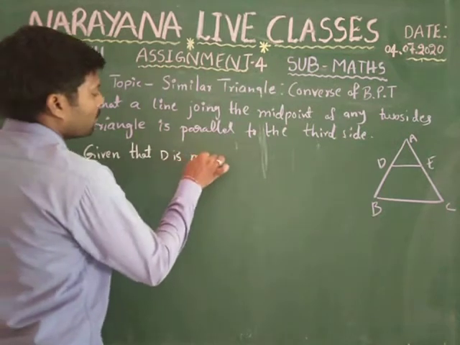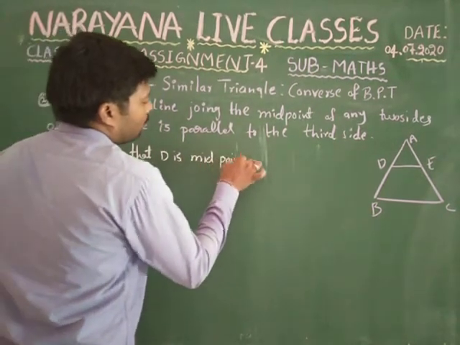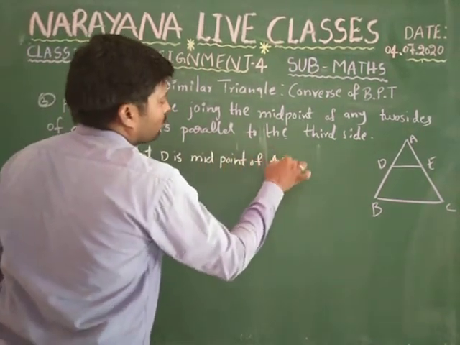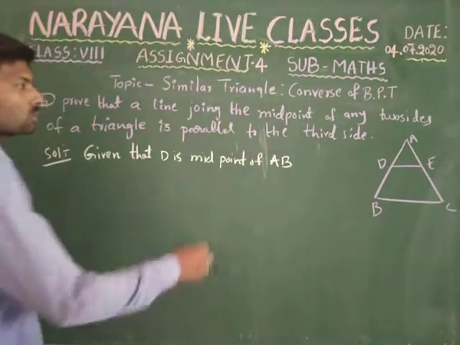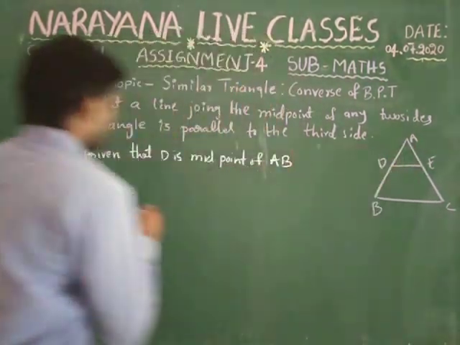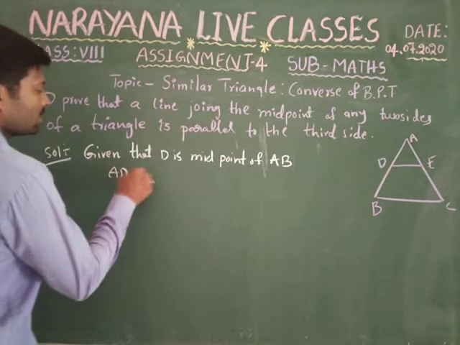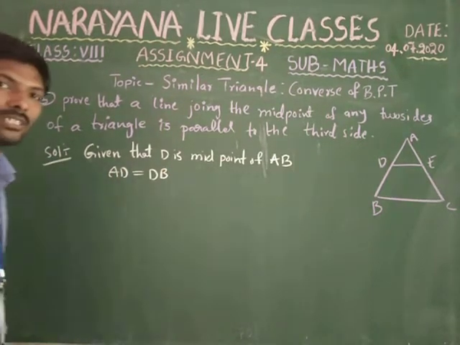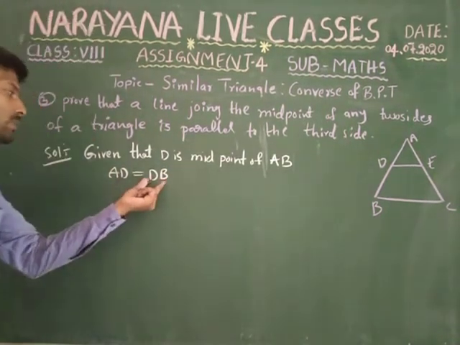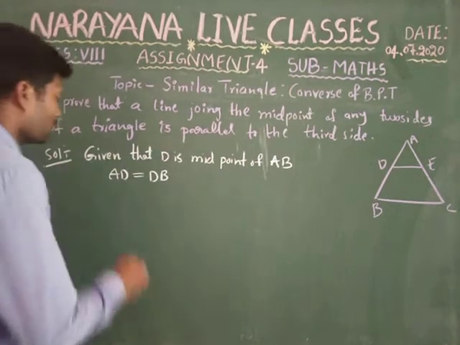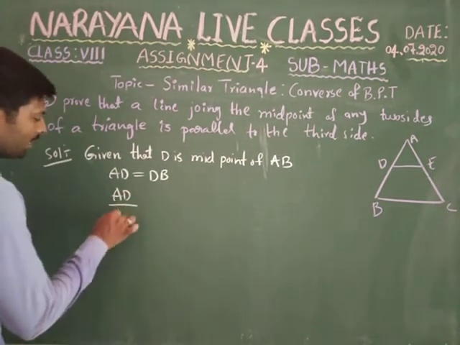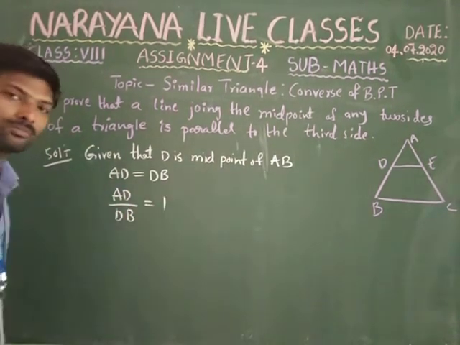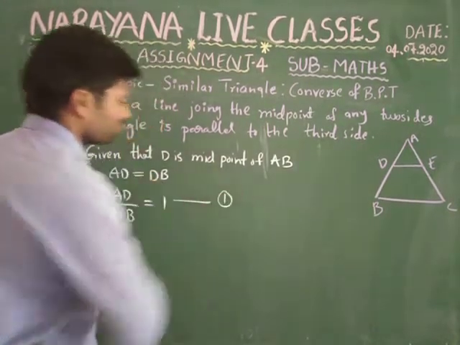D is the midpoint of AB, so AD is equal to DB. If we send DB to the denominator of the LHS part, I can write AD by DB is equal to 1. Let's take this as equation 1.